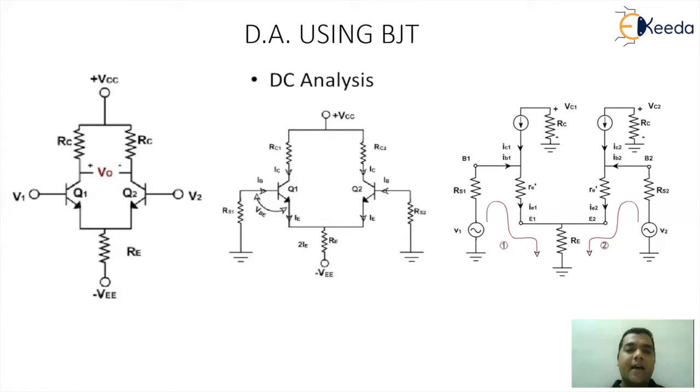Both the collectors have a resistor by the name RC, and the top end of the RC is connected to the VCC supply. If you observe the bottom section, the emitter terminals of both the transistors are shorted and then connected to a single resistor by the name RE, connected to a negative battery defined as minus VEE.